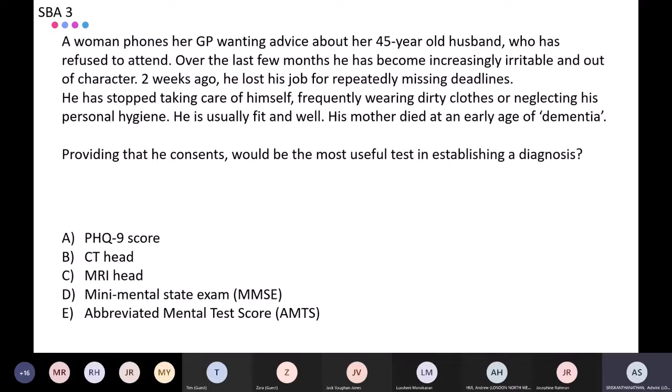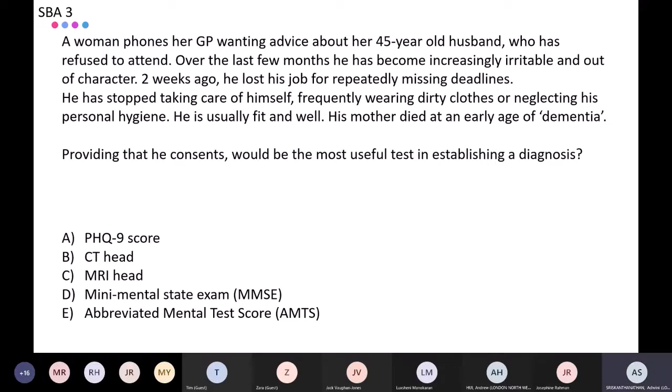So next question. So you've got a woman who phones her GP wanting advice about her 45-year-old husband who's refused to attend. Over the last few months, he's become increasingly irritable and out of character. 2 weeks ago, he lost his job for repeatedly missing deadlines. He's stopped taking care of himself, frequently wearing dirty clothes or neglecting his personal hygiene. He's usually fit and well. His mother died at an early age of dementia. Providing that he consents, which would be the most useful test in establishing a diagnosis?